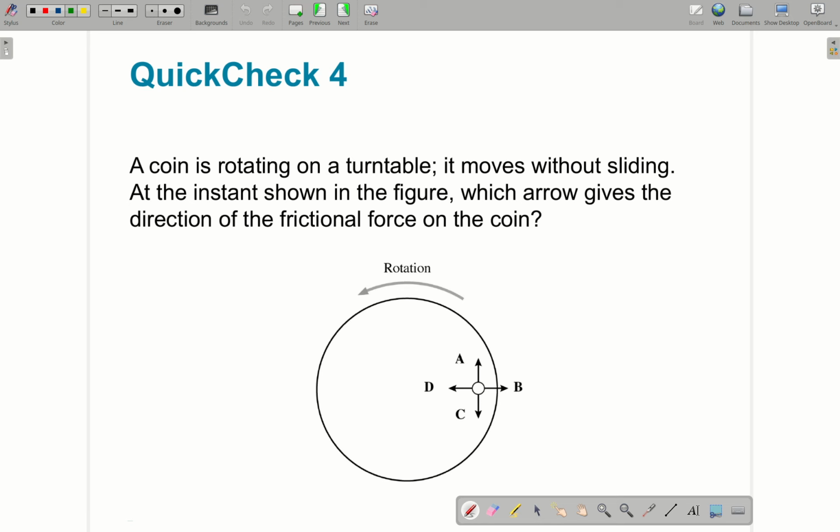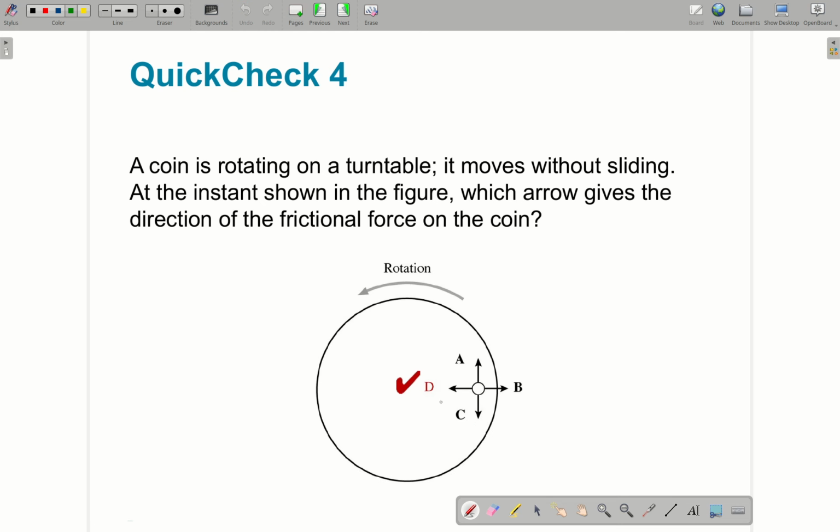Oh, it's actually asking that too. I forgot about this question. Which arrow gives the direction of the frictional force? We already described it, right? It would be this. Again, my coin is going along the circle, and there is an acceleration and force towards the center. This force is also called centripetal, actually, center-seeking, because it's also always towards the center. And it would be the frictional force.